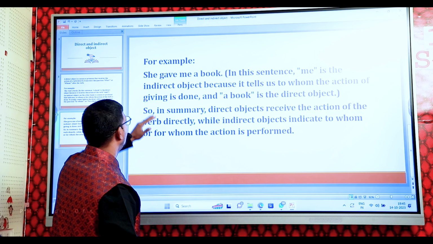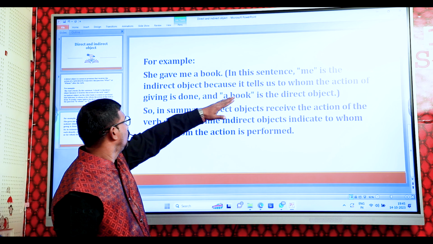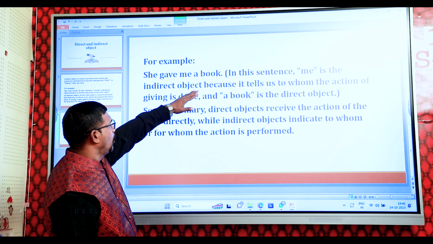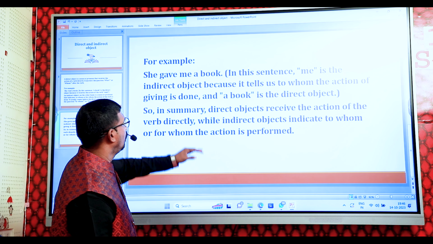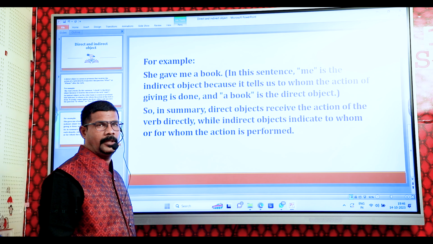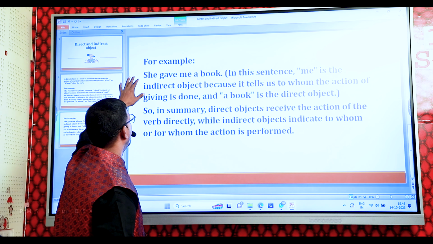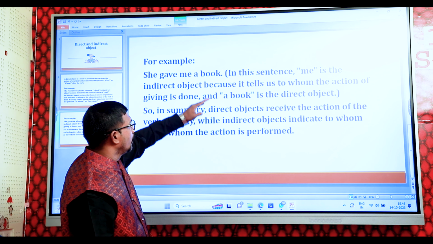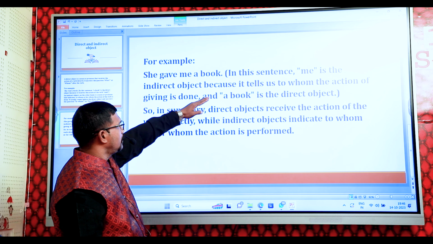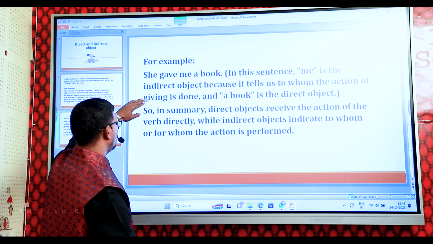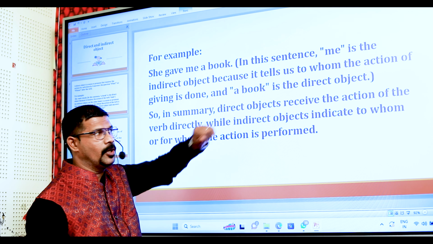For example, she gave me a book. In this sentence, me is the indirect object because it tells us to whom the action of giving is done. And a book is the direct object. Again, I like to repeat. She gave me a book. In this sentence, me is the indirect object because it tells us to whom the action of giving is done. And a book is the direct object.